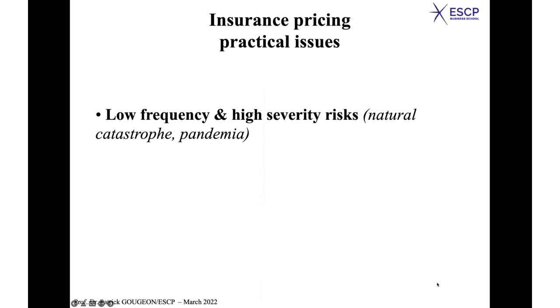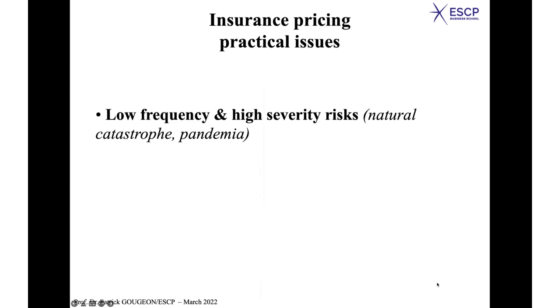First of all, you have the problem of low frequency and high severity risk. Implicitly, I have assumed in my examples some situation that would correspond, for instance, to the motor insurance industry. You have a large number of people buying insurance because there are many cars around. The risks are rather well known because you have a lot of historical data. You have good information to anticipate the evolution of the cost of claims as well as the frequency of it.